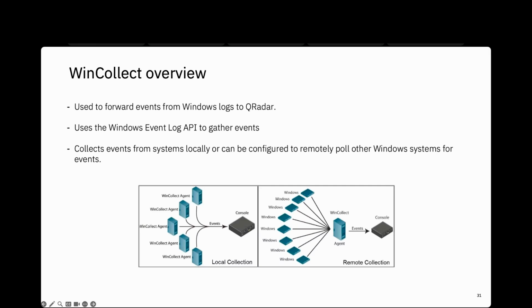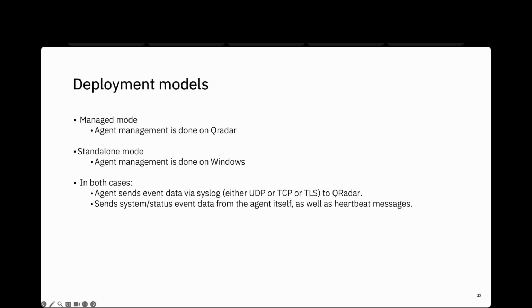From the diagram at the bottom, on the left hand side, you can see a local collection where the WinCollect agents are installed on the 5 Windows servers, which collect the events locally and then forward those events to the QRadar console. On the right hand side, we can see a remote collection where there is one WinCollect agent installed in the middle on one of the Windows servers, and that server collects events from multiple other remote Windows servers and then forwards them to the QRadar console.